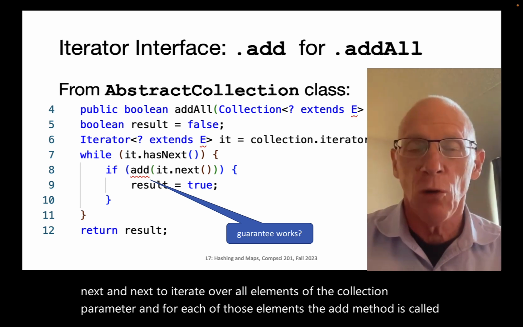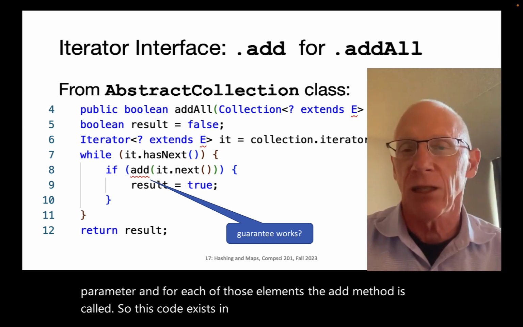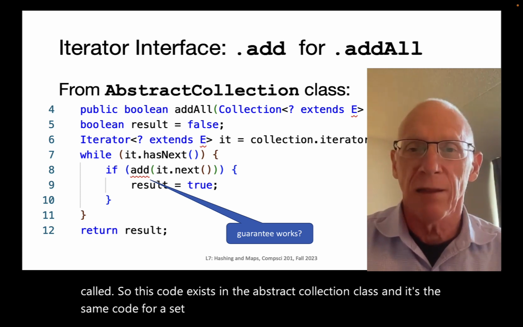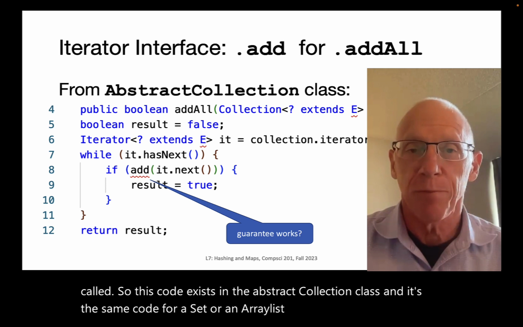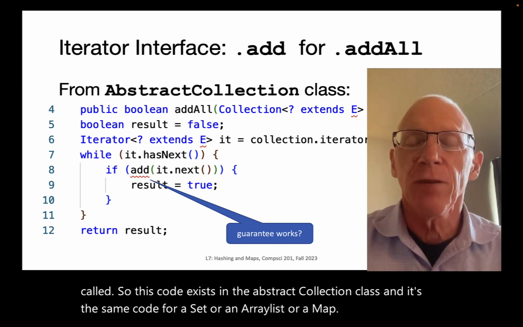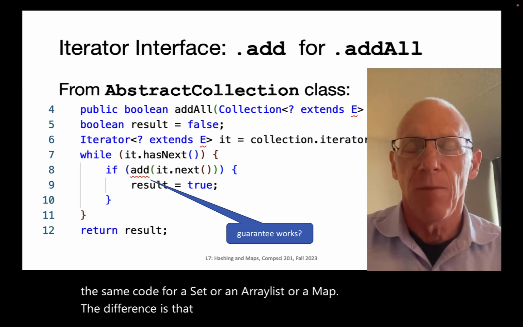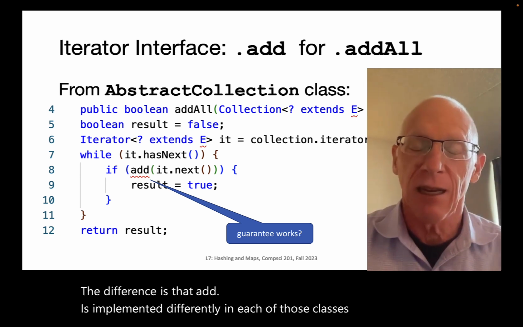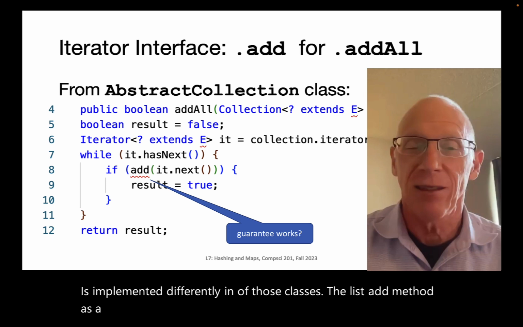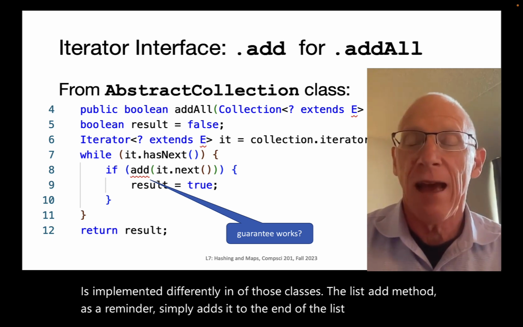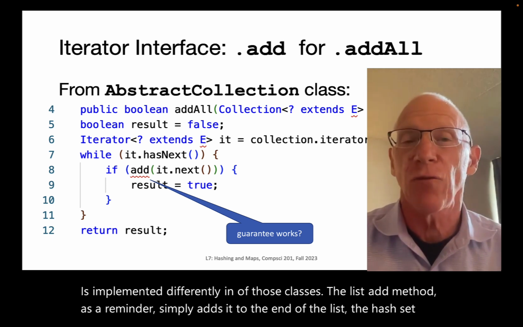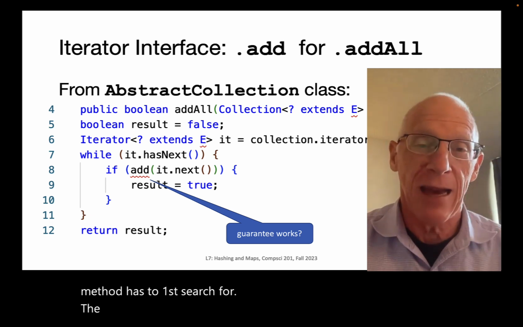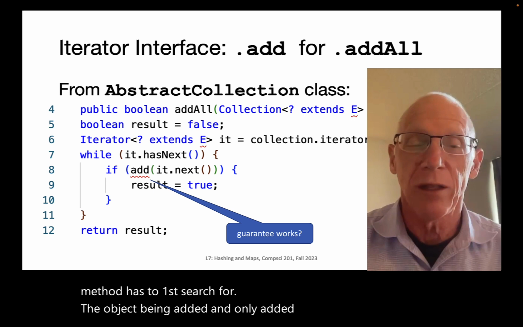So this code exists in the AbstractCollection class, and it's the same code for a set or an array list or a map. The difference is that add is implemented differently in each of those classes. The list.add method, as a reminder, simply adds it to the end of the list. The HashSet add method has to first search for the object being added and only add it when it's new.